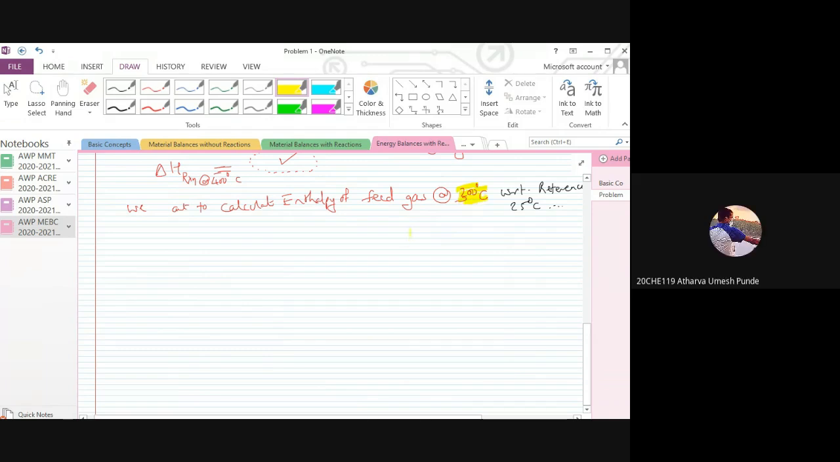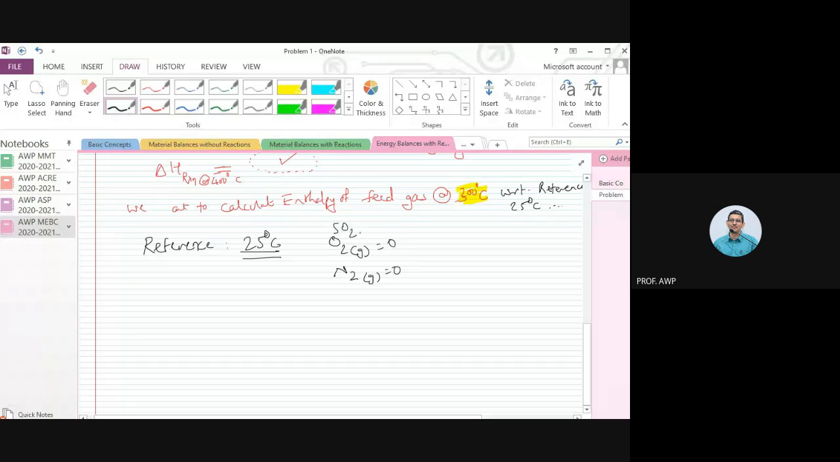No, I mean at 25 degrees you want to calculate at 25. So we are saying our reference condition is 25 degrees centigrade, and at this condition we are saying oxygen gas has 0 enthalpy, nitrogen gas has 0 enthalpy, SO2 gas has 0 enthalpy, SO3 gas has 0 enthalpy. Is that what you want to say? Yes, sir. Okay.